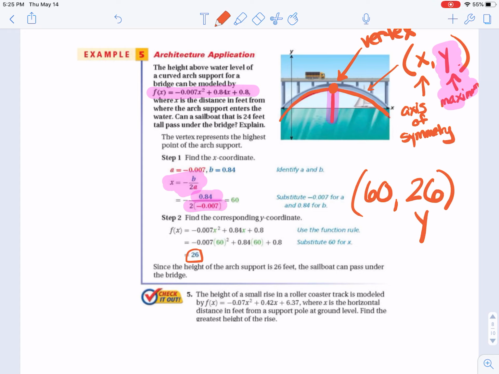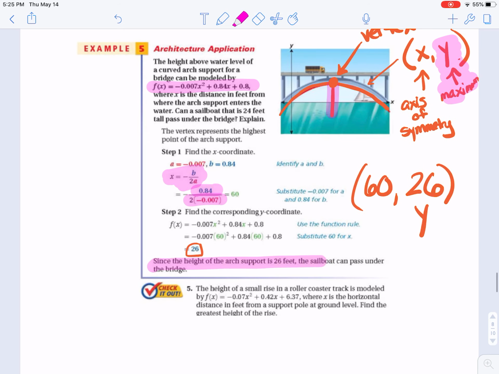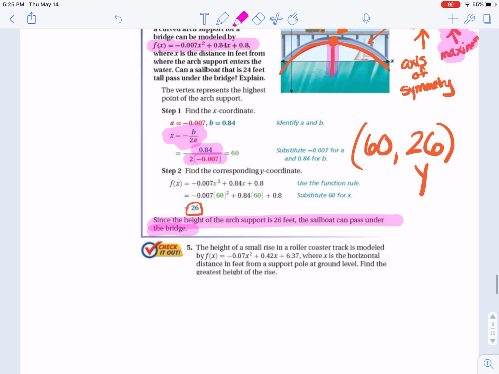So to answer their question, yes, the sailboat can pass under the bridge because the bridge height is 26. They say it another way right here, but it's pretty much the exact same thing. So basically, yes, it can make it under the bridge safely.